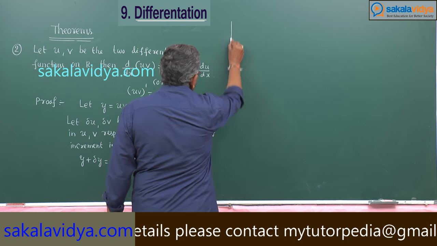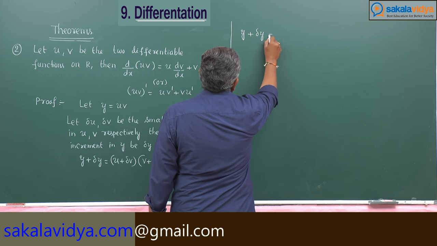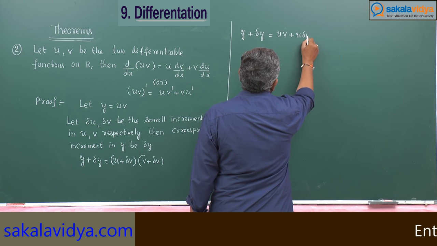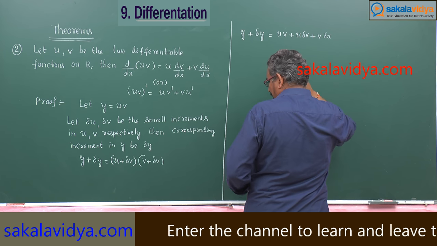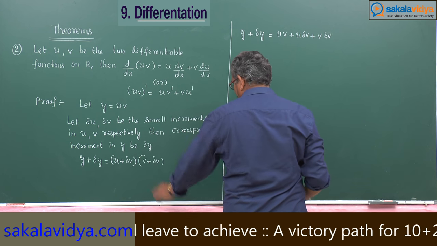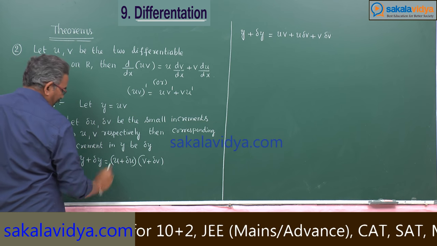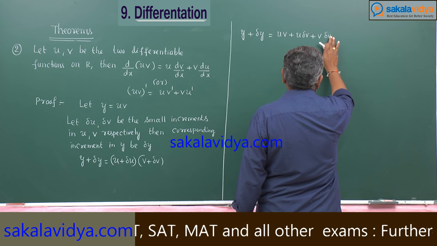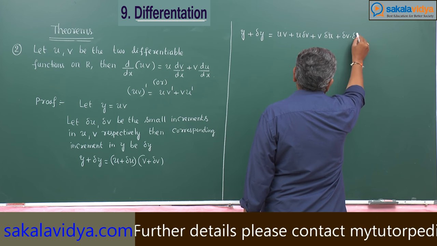So now y plus delta y is equal to uv plus u delta v plus v delta u plus delta v into delta u.